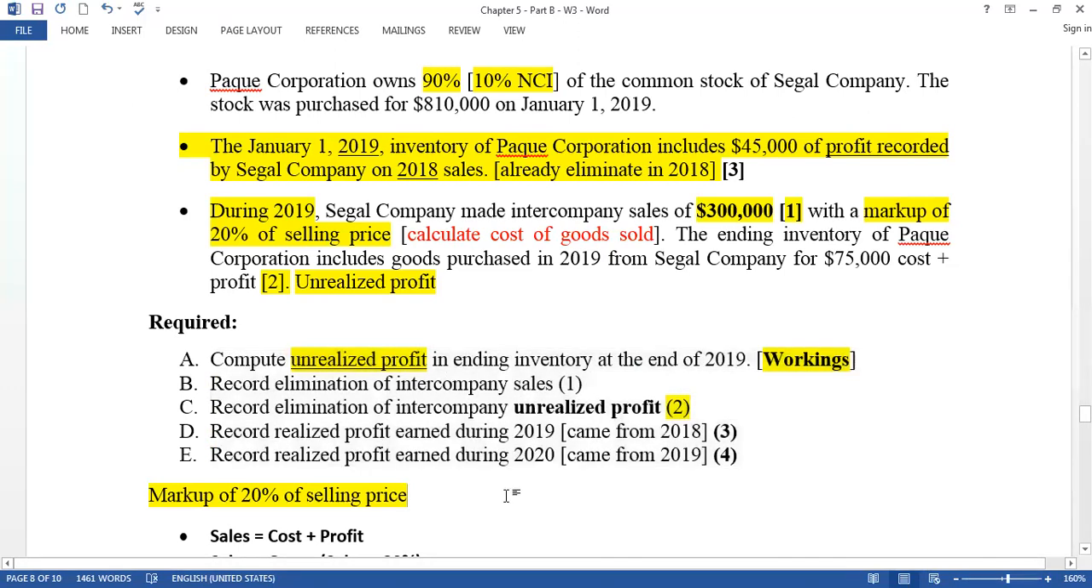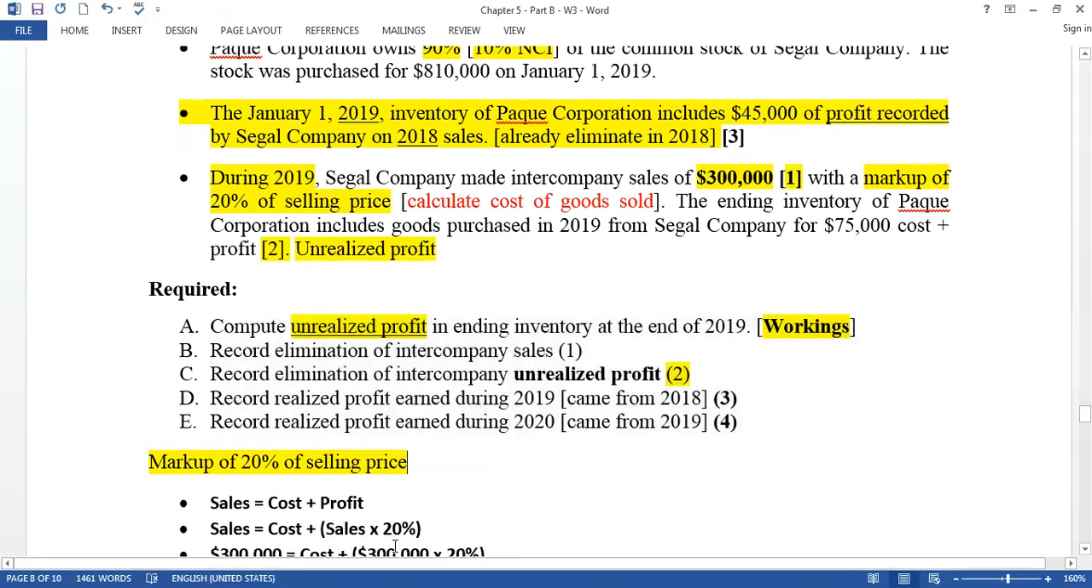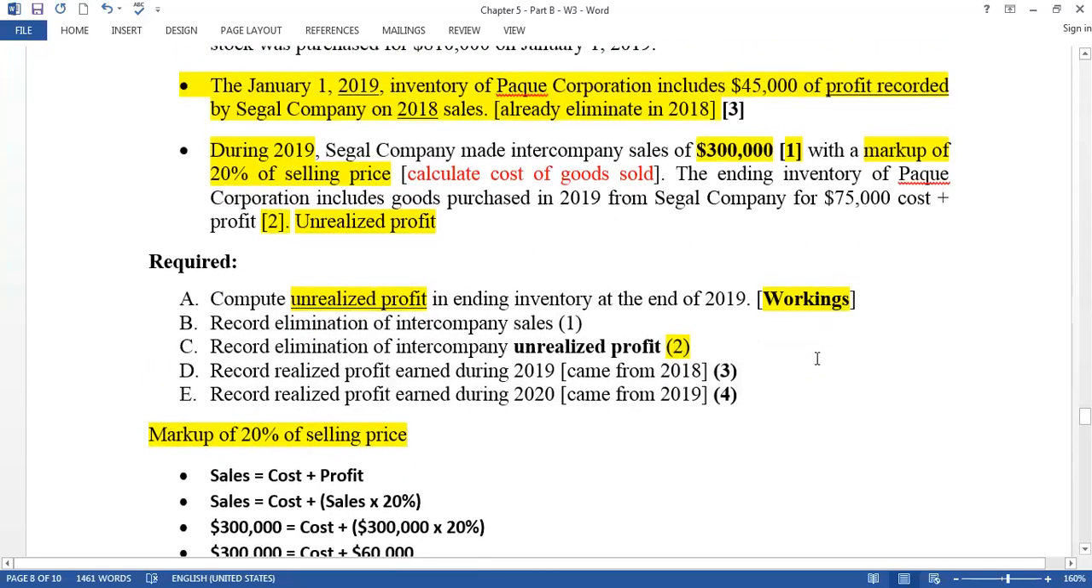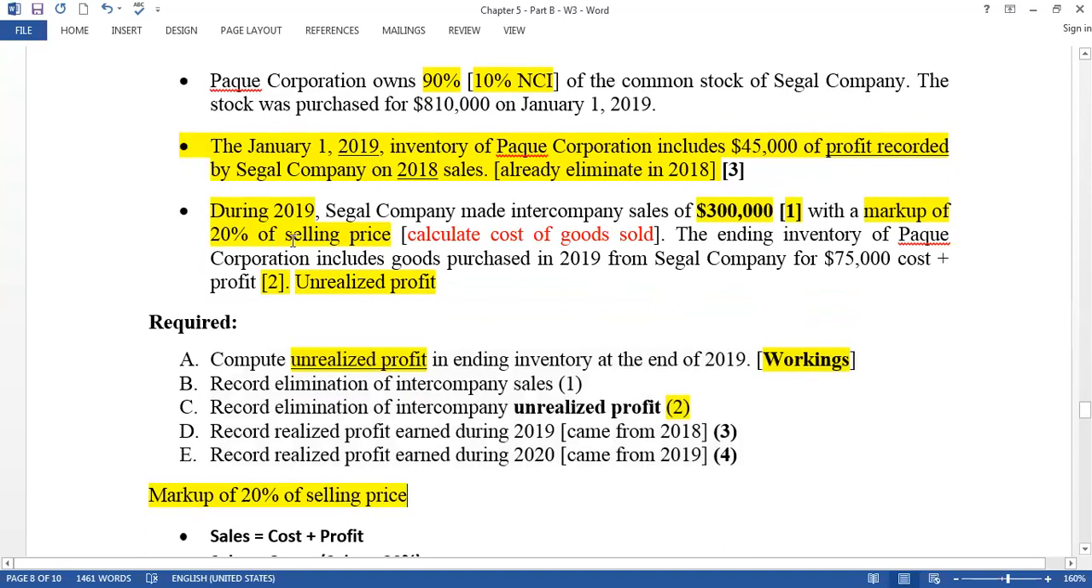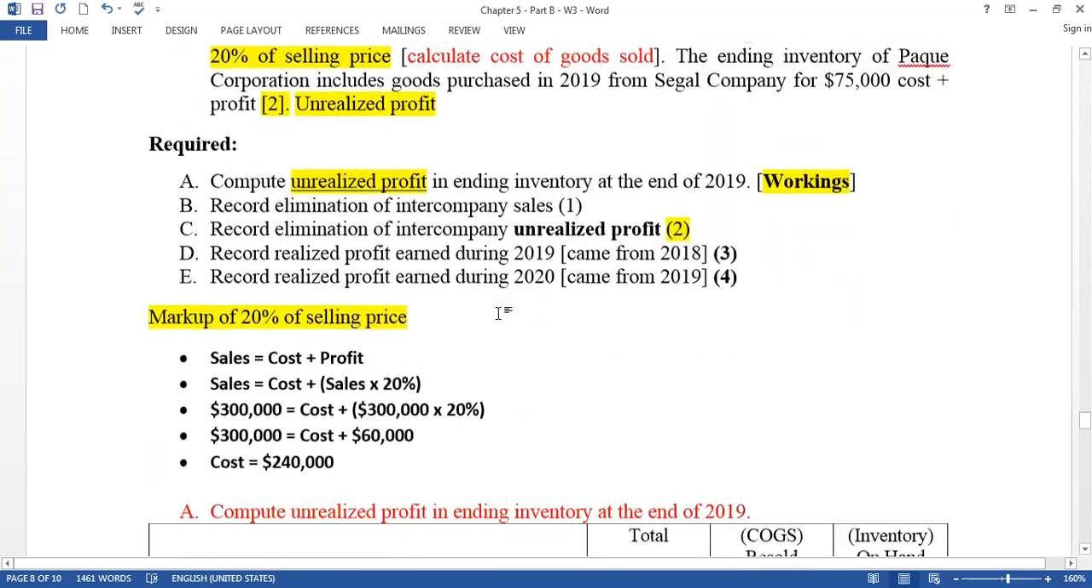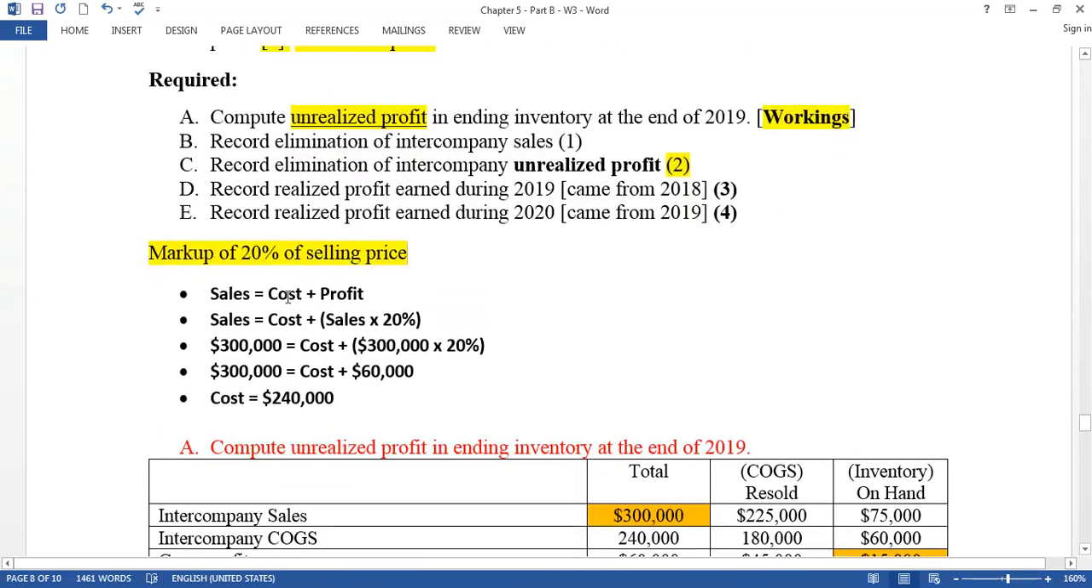Whether it is upstream sales or downstream sales doesn't matter. Now the question said that when the subsidiary or the parent, anyone, sells to the intercompany at 20% markup, this is the formula for markup: sales equal cost plus profit. So here, 20% markup is cost plus profit. Profit is 20% of the sales.